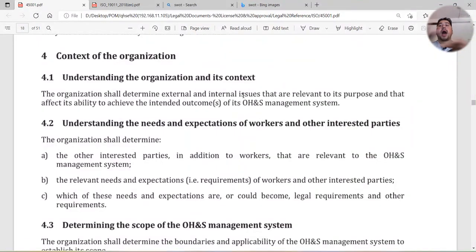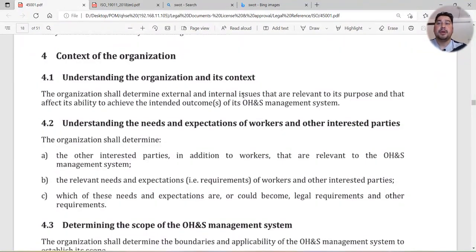Now how are you going to relate these things in your HSE manual, HSE plan? When you are making the HSE manual as per ISO 45001, you have to write down in clause number 4.1: these are my internal issues, and these are the external issues which will affect my business. Now, 4.2, understanding the needs and expectations of workers and other interested parties.